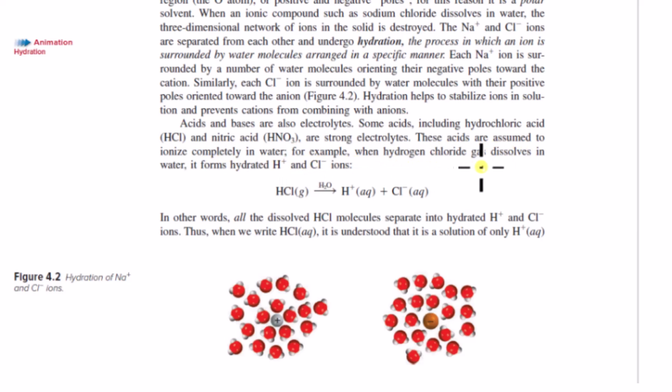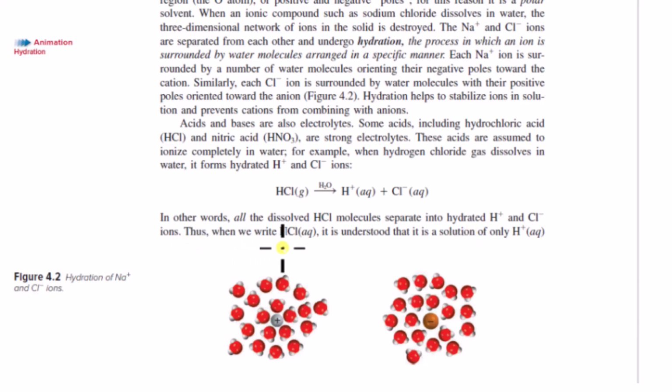For example, when hydrogen chloride gas dissolves in water, it forms hydrated H plus and Cl minus ions. So yeah, there you go. It's not an ionic compound, but look, you have hydrogen chloride gas dissolving in water to create an aqueous solution, which kind of goes against the definition that they gave of an aqueous solution earlier. But to me, it's just any homogeneous solution where water is the solvent is aqueous, no matter how it was created. Okay, in other words, all the dissolved HCl molecules separate into hydrated H plus and Cl minus ions.